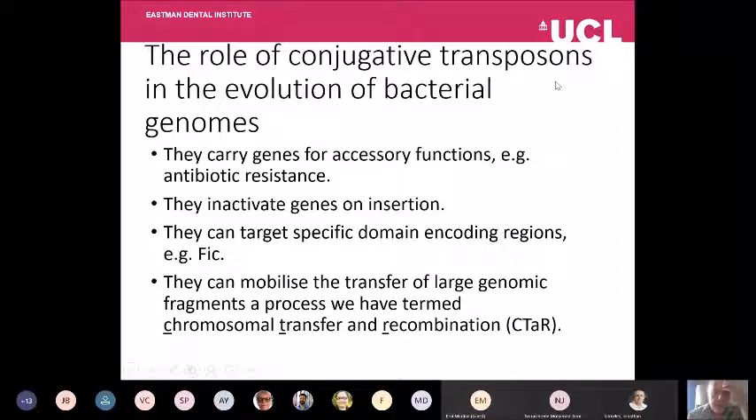So let's just summarize what we know about the role of conjugative transposons in the evolution of bacterial genomes. Well, they can often carry genes for accessory functions, probably the most important of which being antibiotic resistance. When they insert into genomes, they can inactivate genes. They can sometimes target specific domains. I've not talked about this in this talk, but some conjugative transposons are site-specific and they can insert into certain targets. And also, as I've just been showing you, they can mobilize large genomic fragments.